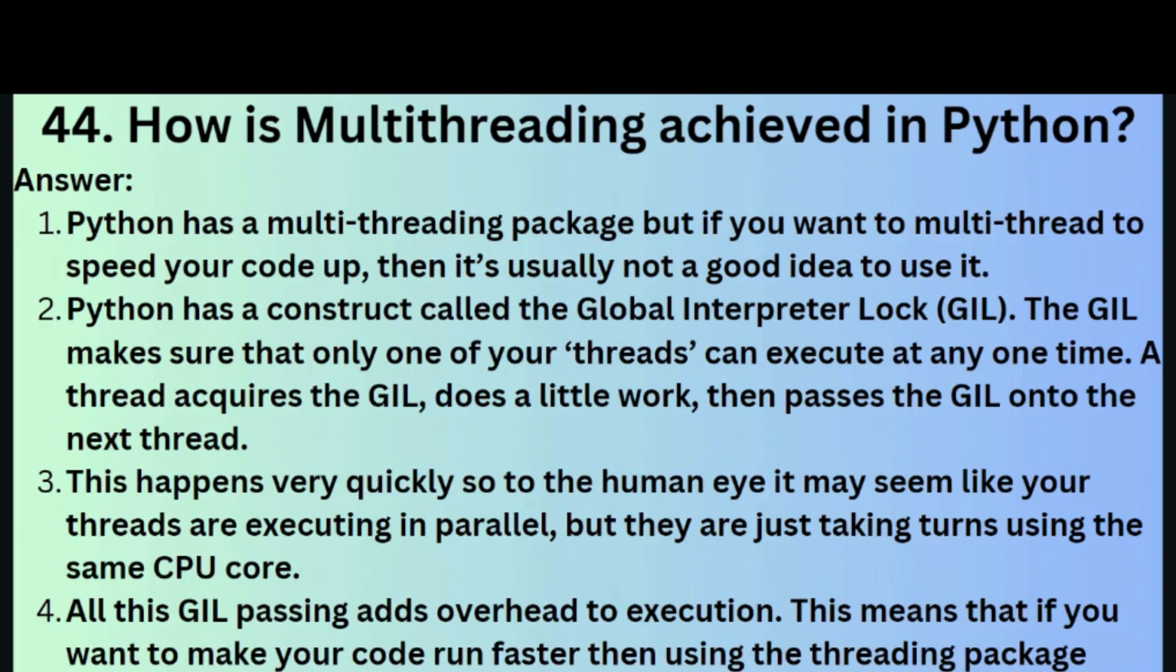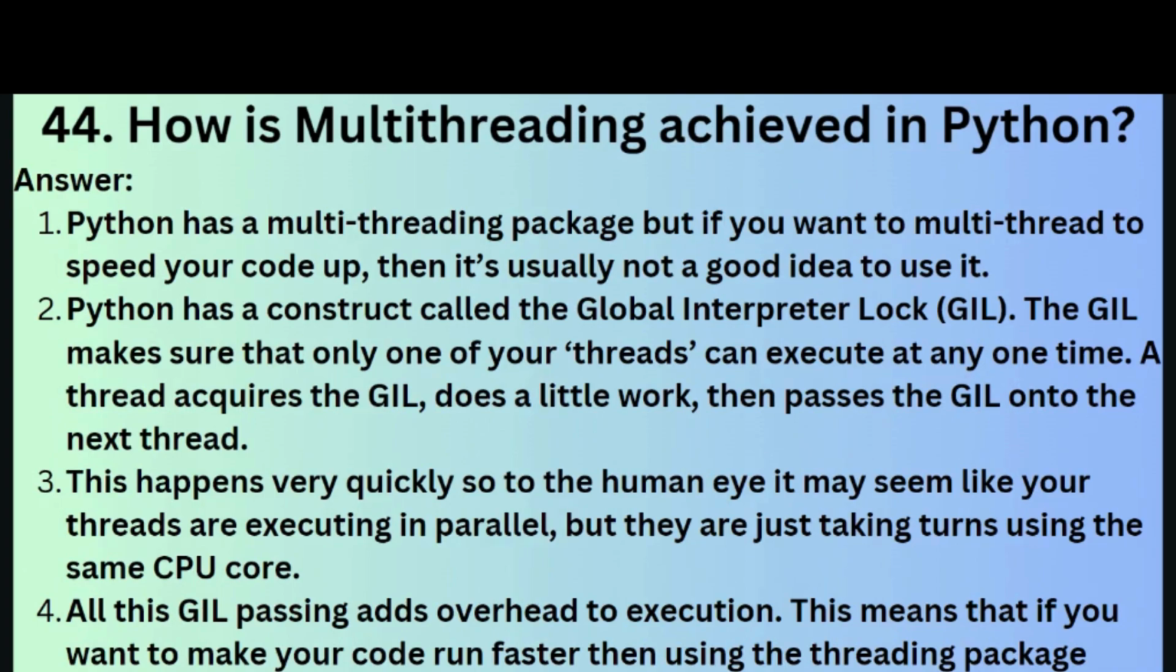A thread acquires the GIL, does a little work, then passes the GIL on to the next thread. This happens very quickly, so to the human eye it may seem like your threads are executing in parallel, but they are just taking turns using the same CPU core. All the GIL passing adds overhead to execution.